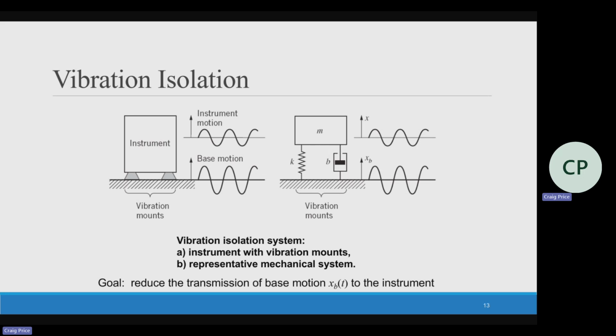The goal is to take this and make that amplitude as small as we can. So that's all based on frequency. What kind of frequencies do we see?